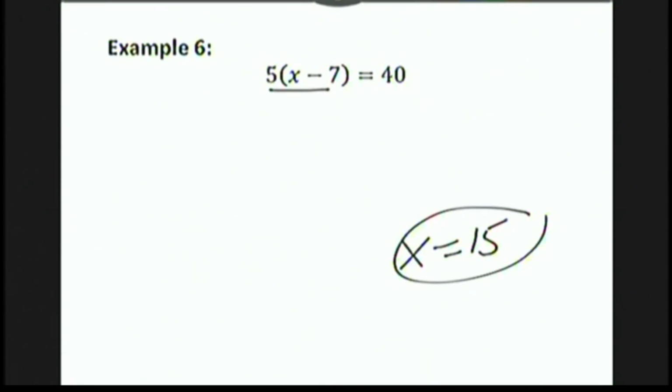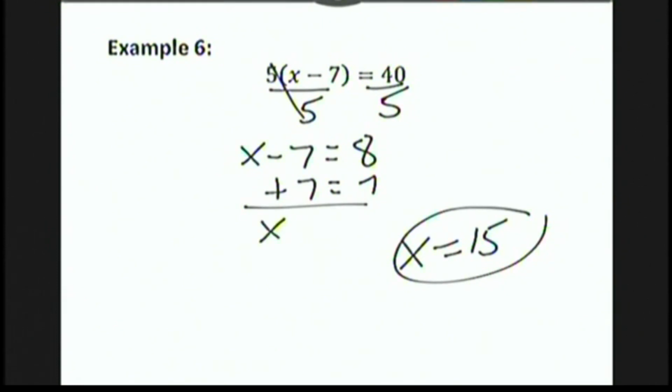Formally, we could solve this by first dividing each side of this equation by 5 to get x minus 7 equals 8, and then adding 7 to each side of this equation to get x equals 15 as before.